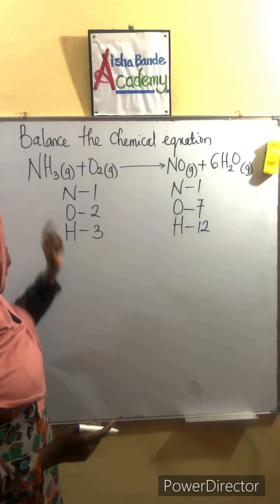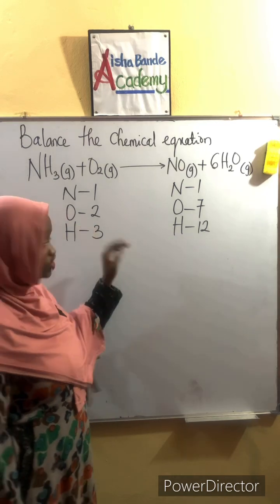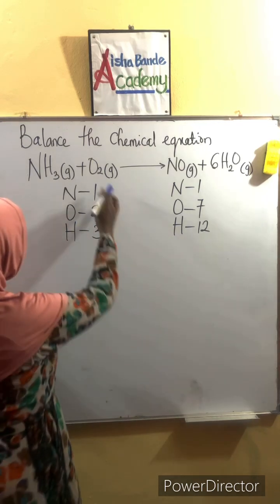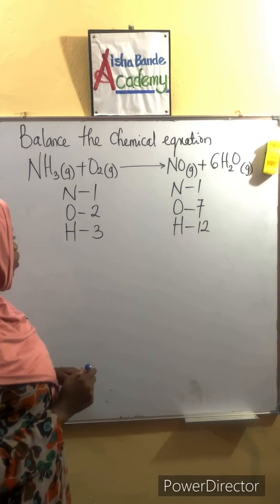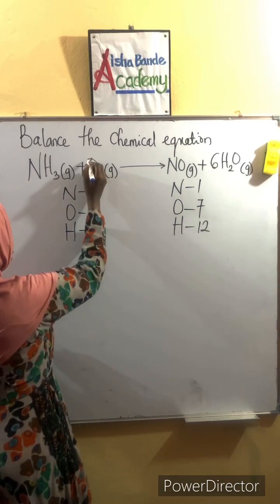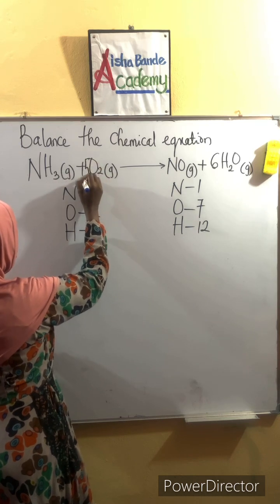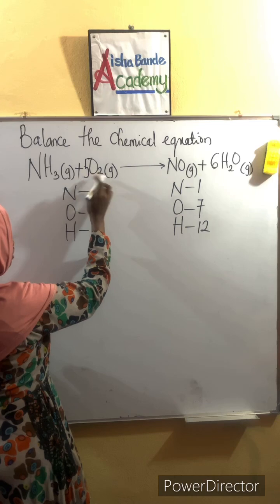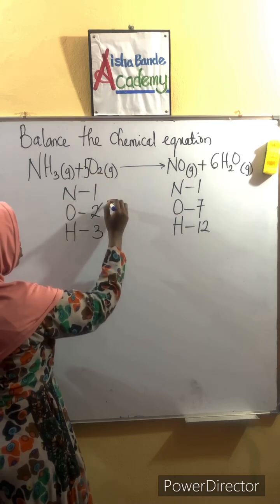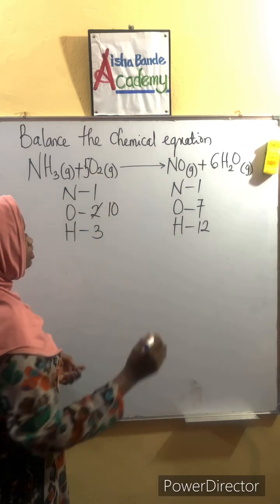So let's begin with the oxygen. To balance oxygen, oxygen here is 2 and oxygen here is 7. So let's put 5 here. If you put 5 here, this will make oxygen become 5 times 2. Oxygen now increases to 10, right?